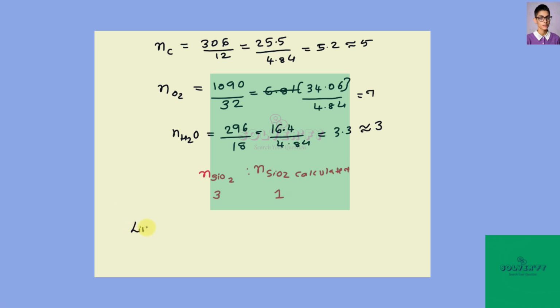So what we can see is that here its amount is less. The limiting reactant or the reagent will be used up completely in a reaction. So here we can see that SiO2, which has only 1 mole, is completely used up because it requires 3 moles.